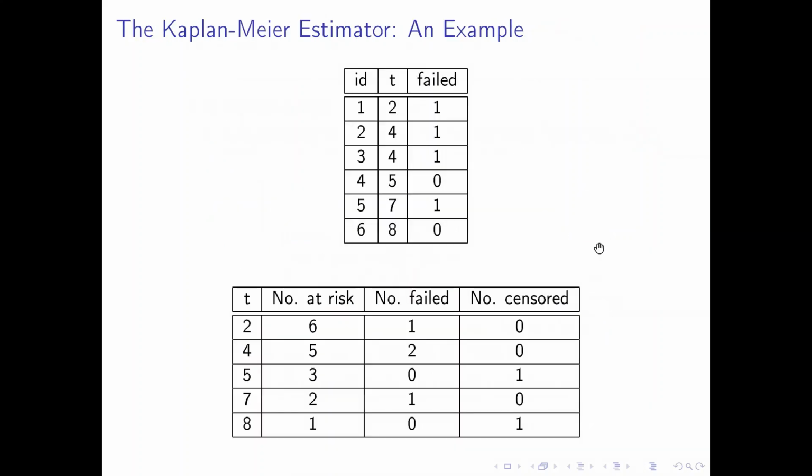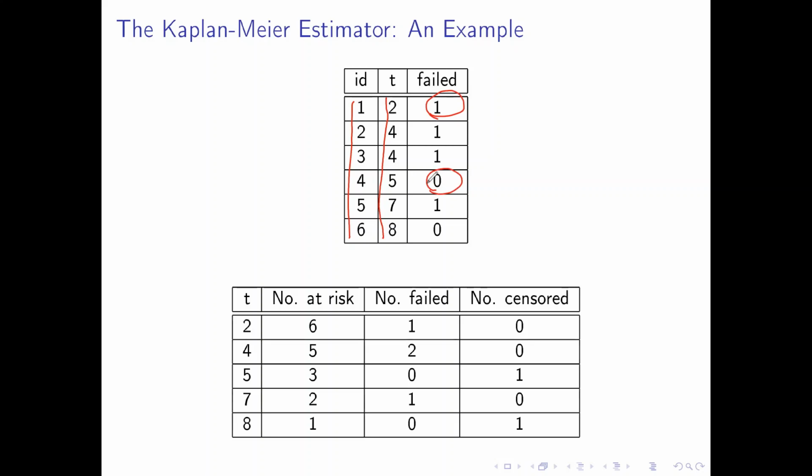So here, I'd like to work out a simple example. In this case, we have 6 individuals, denoted by ID from 1 to 6. These individuals either failed at the specified time in column 2 or they left the study. So 1 denotes failure and 0 denotes leaving.